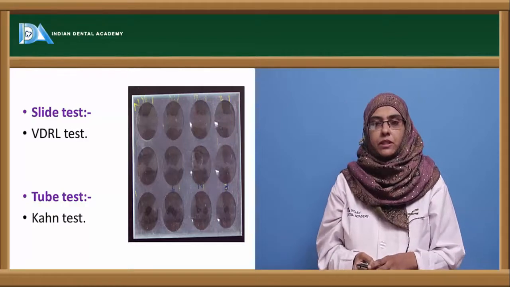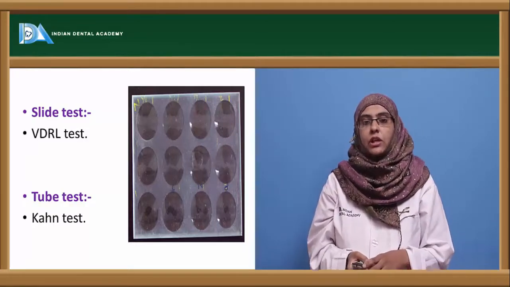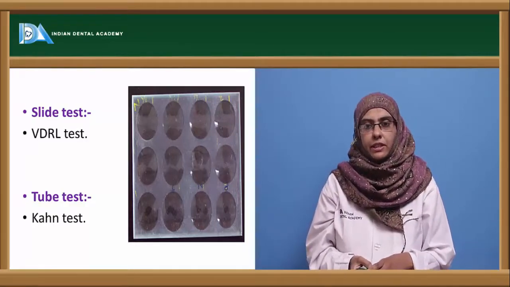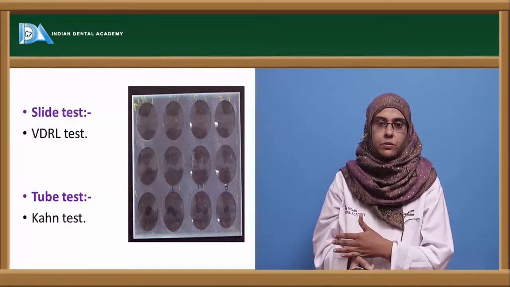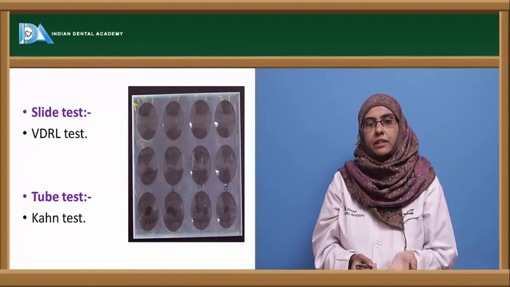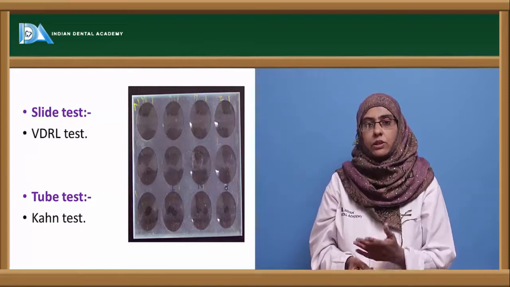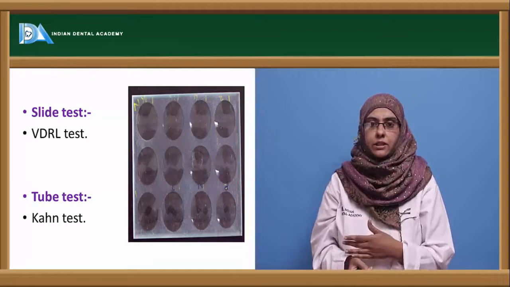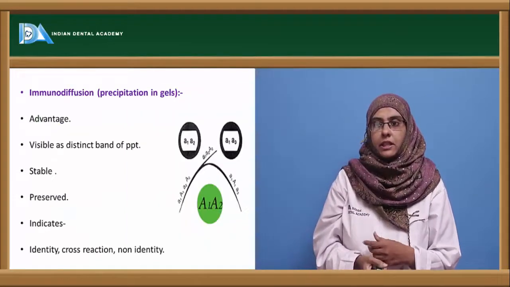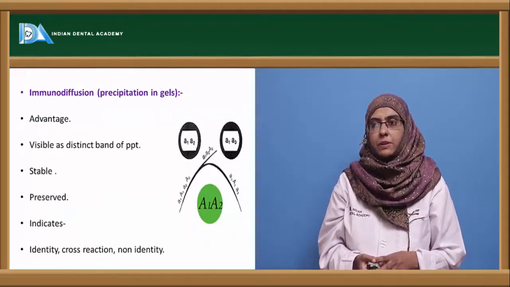Next is the tube test. This tube test is again used to identify syphilis infection, and it is usually carried out in a series of test tubes. Apart from identifying syphilis infection, you can also use it to standardize toxins or toxoids with the antitoxin. Next is immunodiffusion, or precipitation in gels.